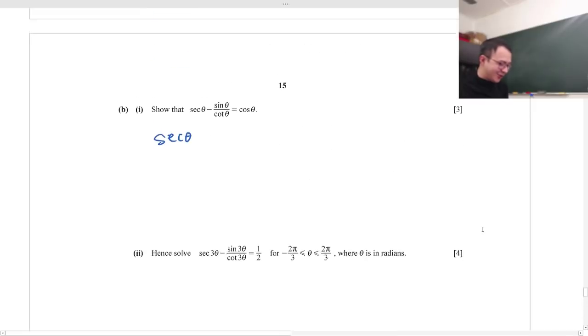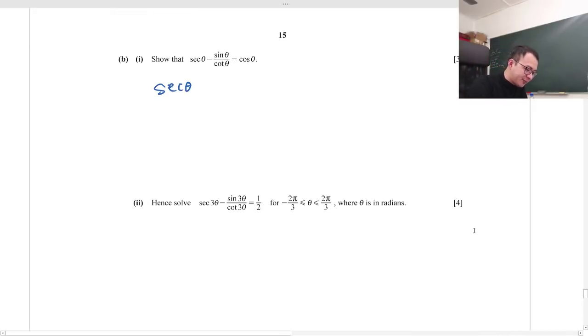Alright, so let's go to the second part here. Let me straight away do. Second basically is 1 over cos theta. Sine is this one. Cotangent is cos theta over sine theta.